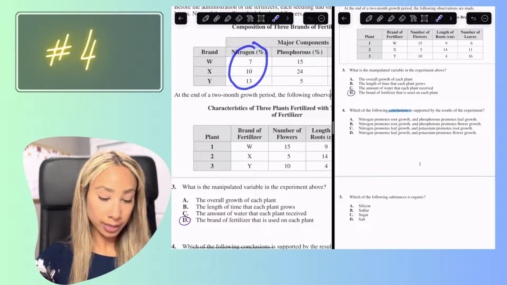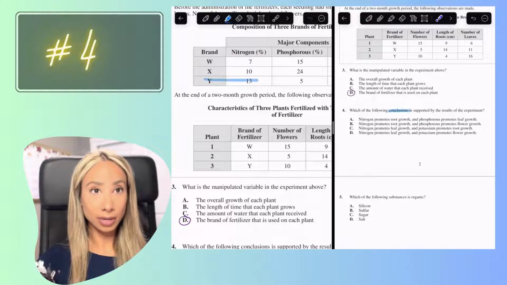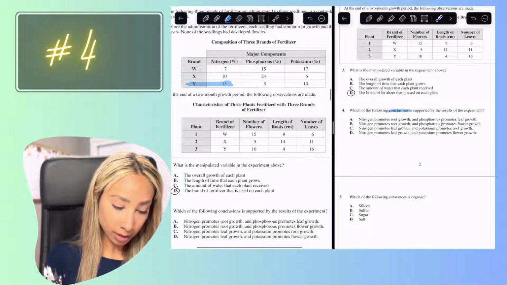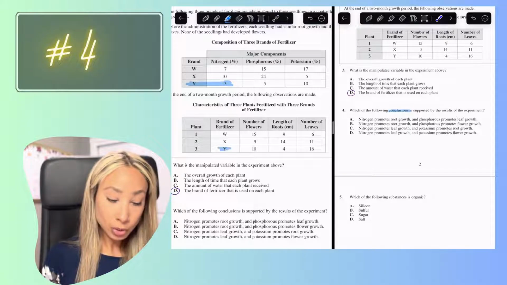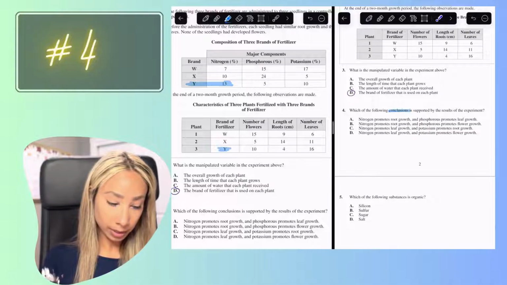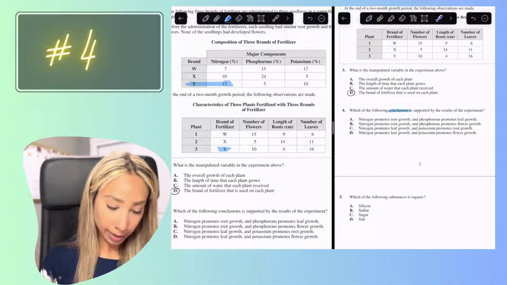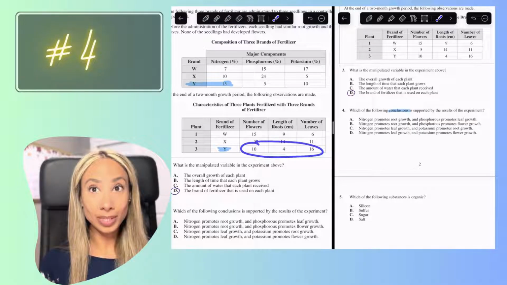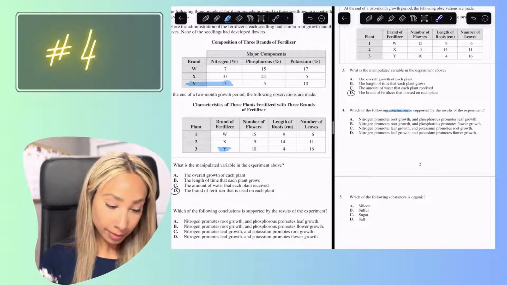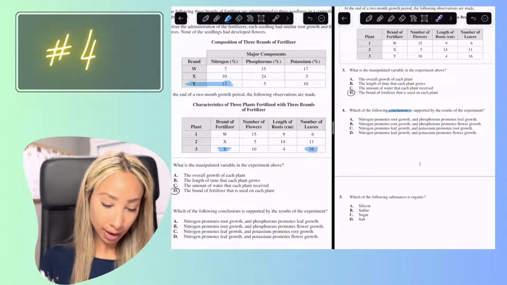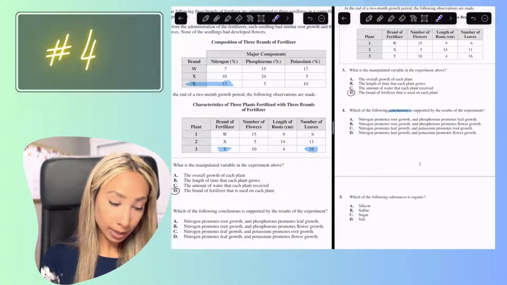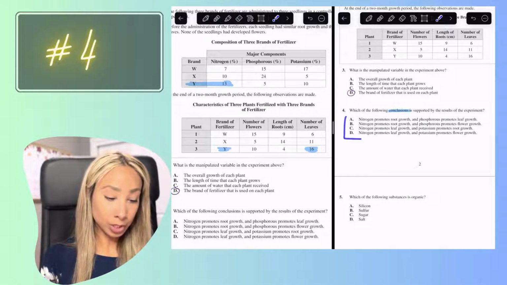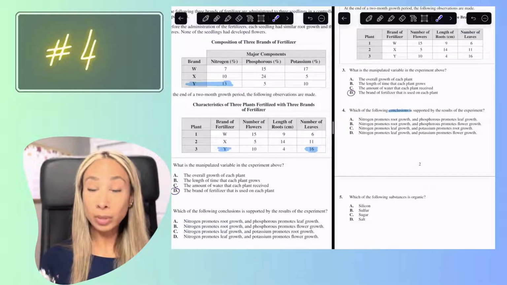So with nitrogen, the brand that has the highest content of nitrogen is actually going to be brand Y. So brand Y has our highest content of nitrogen. Now we can look at the outcome here and say, with brand Y, which again had the highest content of nitrogen, what was the biggest outcome that we saw? Out of these numbers here, using that high content, it looks like the number of leaves were impacted the most. So basically, if I were to use fertilizer Y, I got more leaves on the plant.